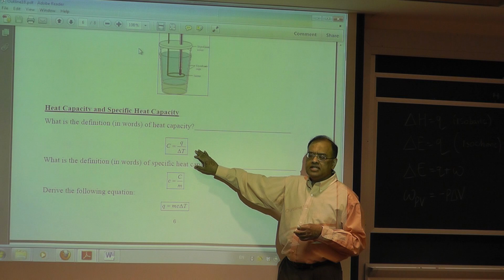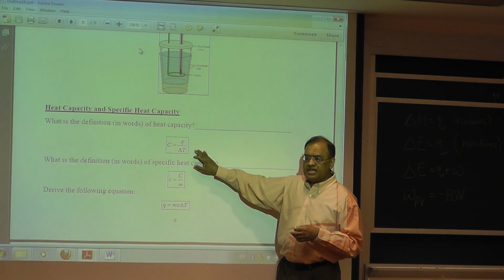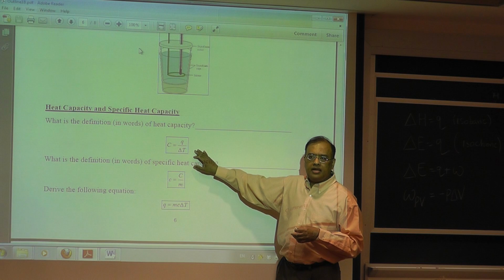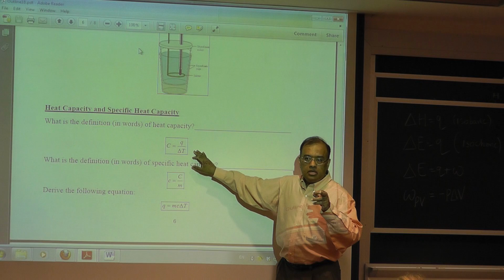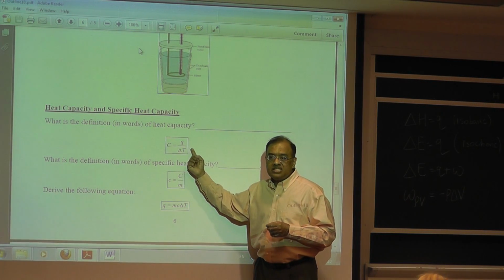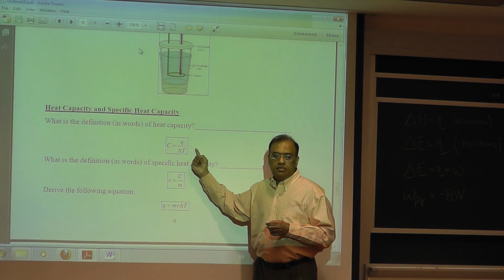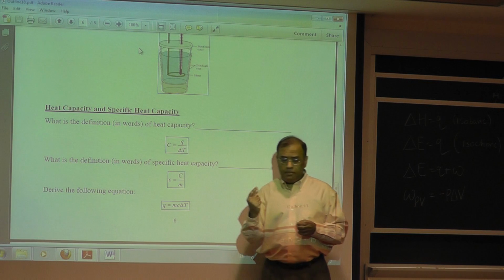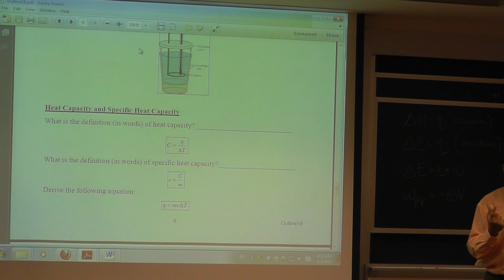How would you define the heat capacity in terms of Kelvin? What is the heat required to raise the temperature of an object by 1 Kelvin? It's the same. Okay? A delta T of 1 degree centigrade is the same as 1 Kelvin. So raising the temperature by 1 degree centigrade is the same as raising the temperature by 1 Kelvin.